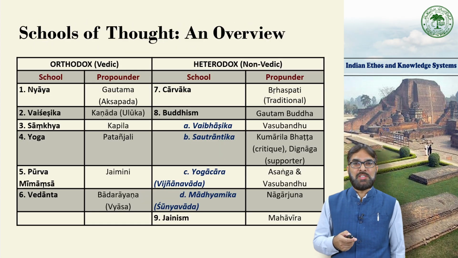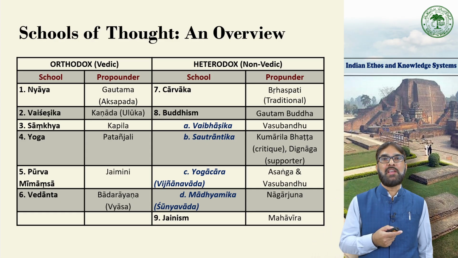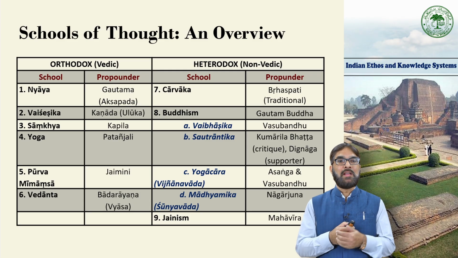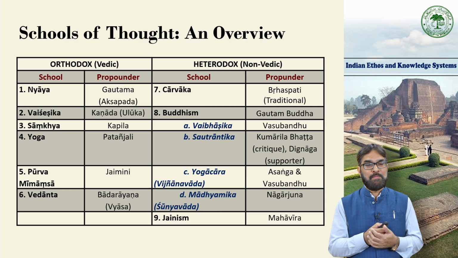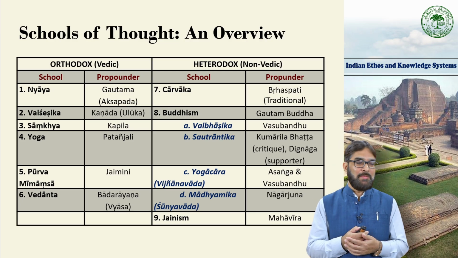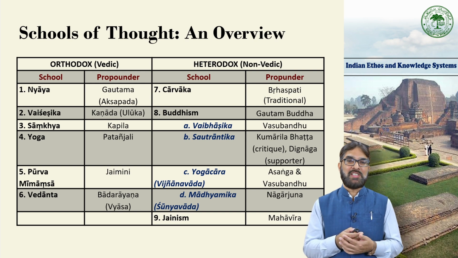Now we come to the schools of thought and their propounders. Nyaya school was propounded by Akshpat Gautam, Vaisheshika by Kanad, Samkhya by Kapil, Yoga by Patanjali, Purva Mimamsa by Jaimini, and Vedanta by Badrayan, better known as Vyasa.